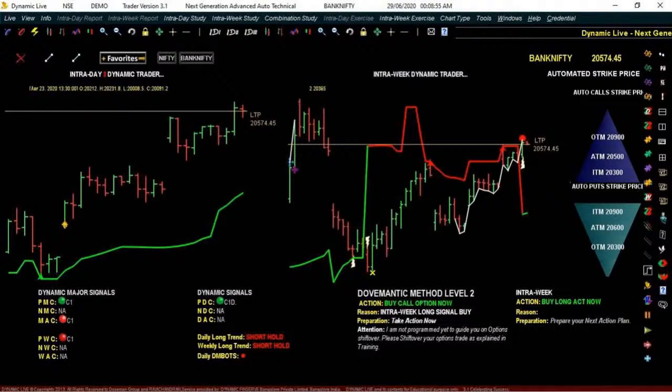And then along with this, there is this preparation wherein it will be very clearly written in advance: get ready to buy call option, get ready to buy put option. At least 15 to 30 minutes in advance, it will be written here so that you will know what trade you're going to do next, and accordingly you can prepare yourself.